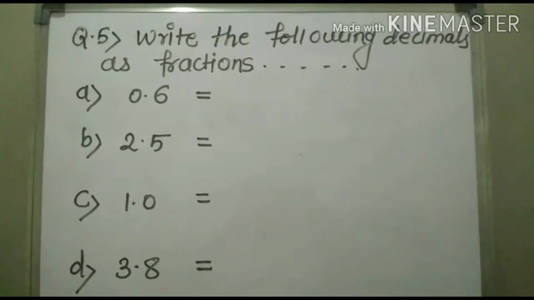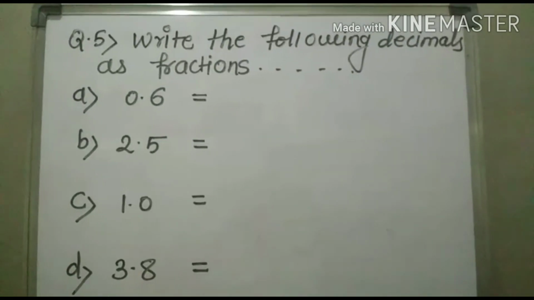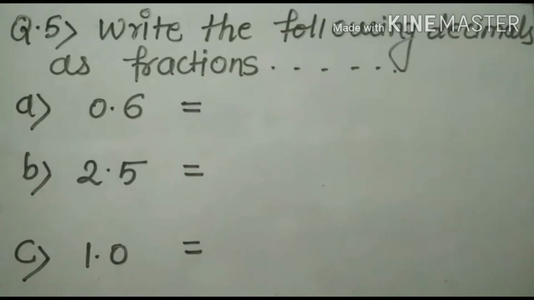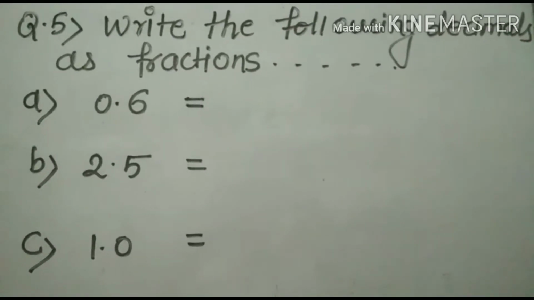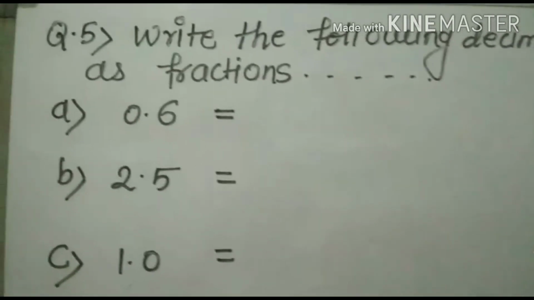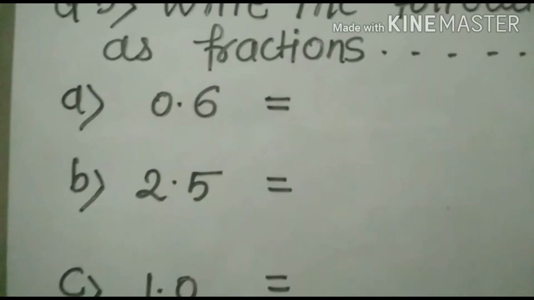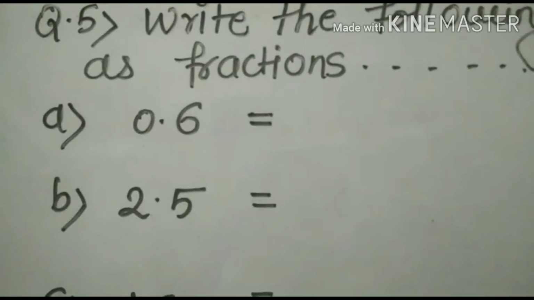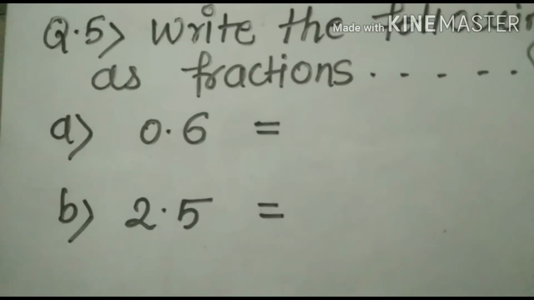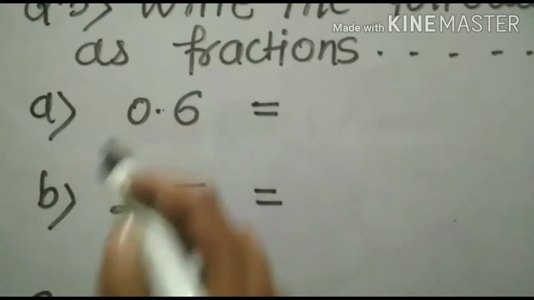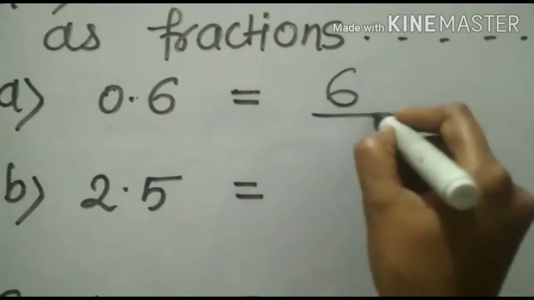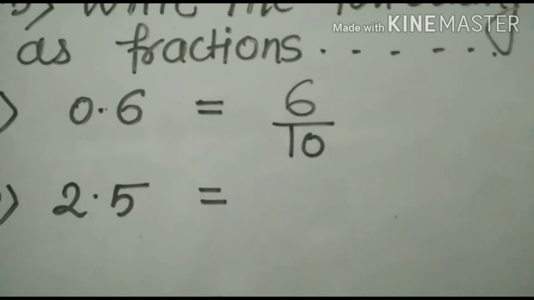Children, now we solve question number 5. Write the following decimals as fraction. Here in this question, decimal numbers are given to you and you are asked to write them in fraction form. Further, you are asked to reduce the fraction to its lowest term. Now, see the first decimal number, it is 0.6. And how will you convert it into fraction form? See, to convert this 0.6 into fraction form, we have to remove this decimal point. And when you remove this decimal point, 1 0 will come down. So it will be 6 by 10 in fraction form.